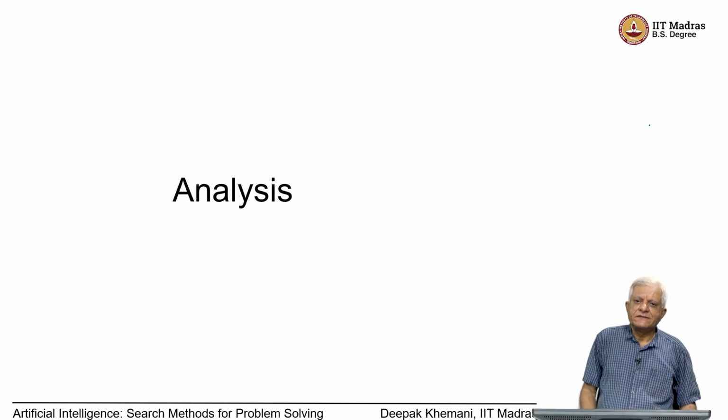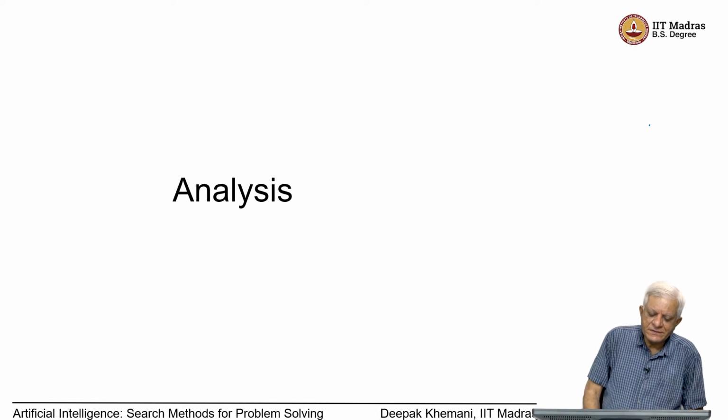Okay, so we have described these two algorithms, depth first search and breadth first search. What is the difference between these two algorithms? Depth first search treats open as a stack, last in first out. Breadth first search treats open as a queue, first in first out, and we have a feel of how they generate different search trees and explore them in a different fashion.